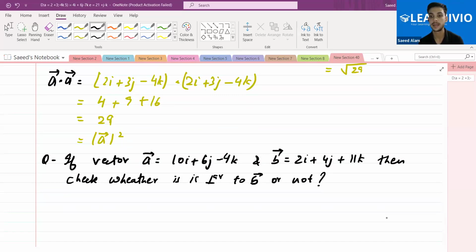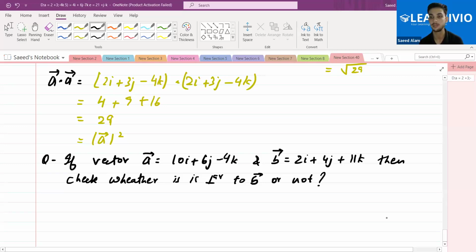If the two vectors are perpendicular, what can you guarantee about the dot product? It will be 0. Exactly. This is the same thing that is being asked to you. You actually have to calculate the dot product. If the result comes out to be equal to 0, then you will say that the vectors A and B are perpendicular.